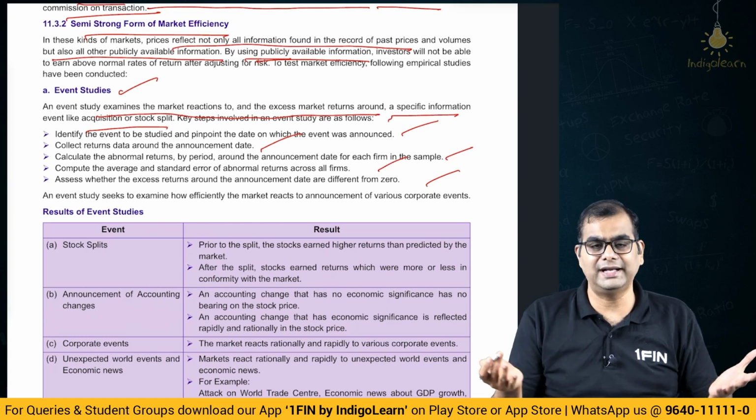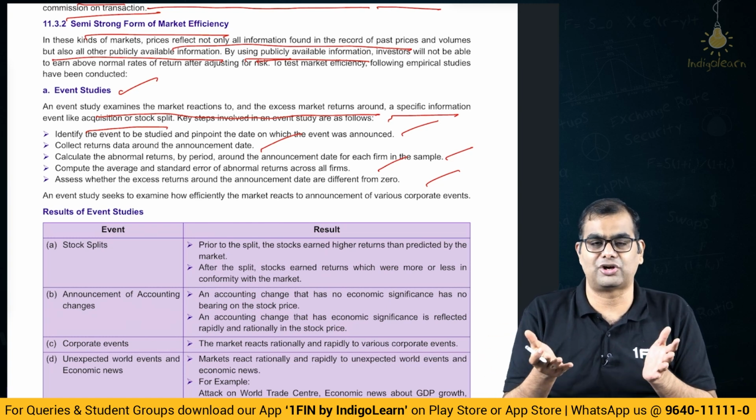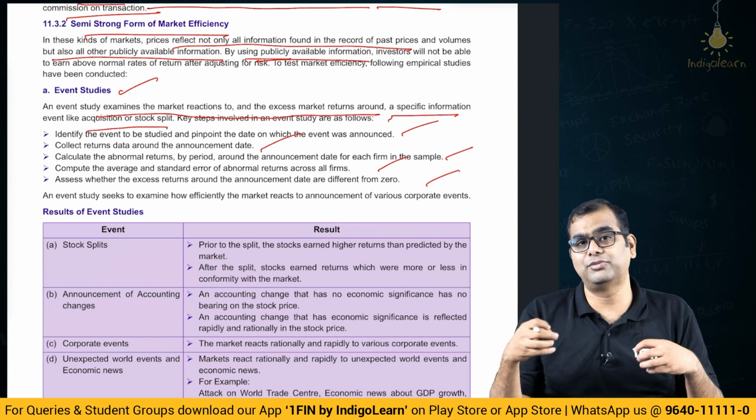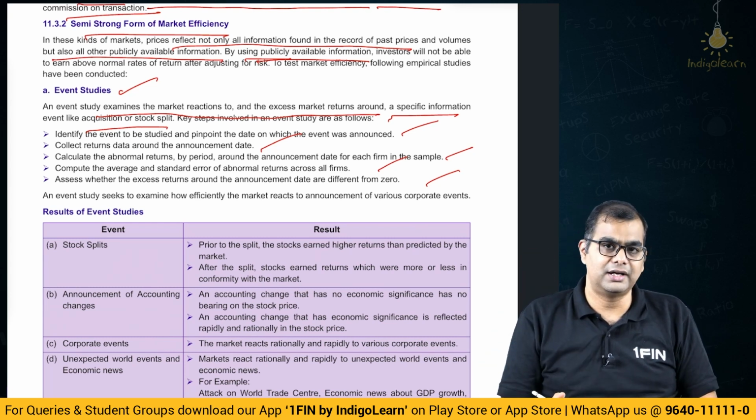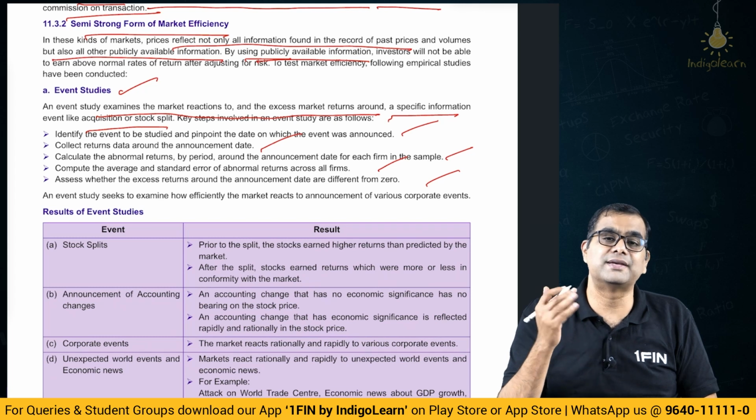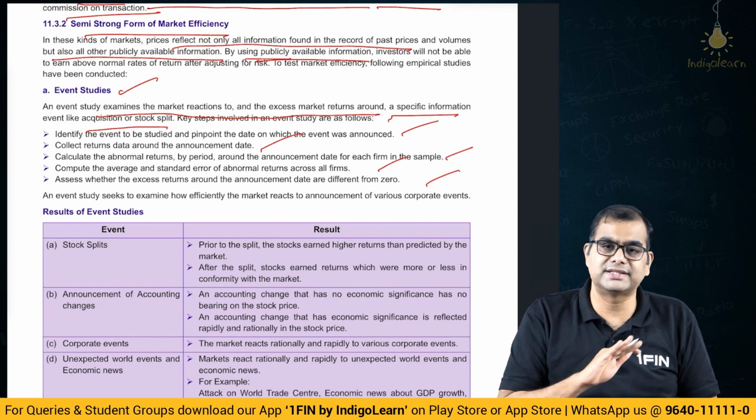If those returns are random, then the market is semi-strong. If those returns are not random, if those returns are positive or negative, if somebody is able to gain, then that particular market is not a semi-strong market. If they are random, it is a semi-strong market.